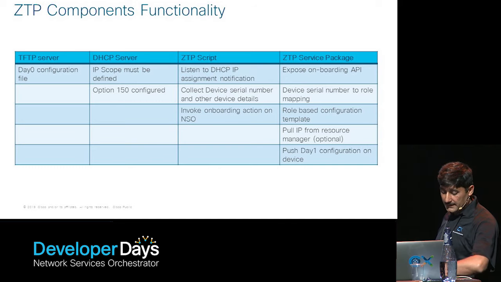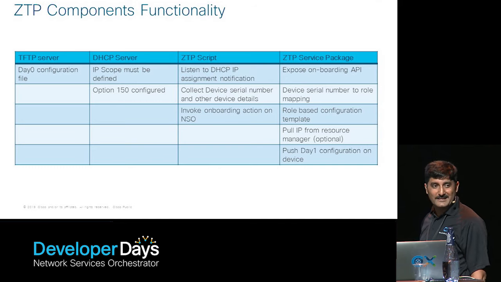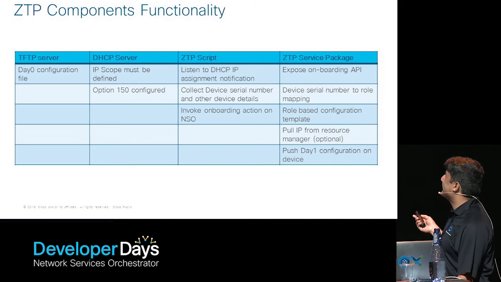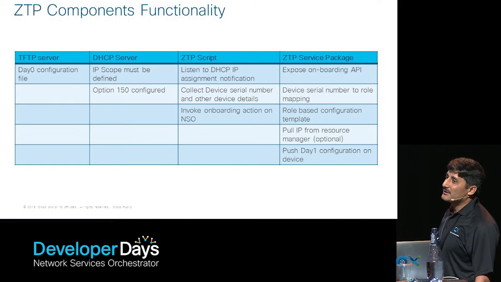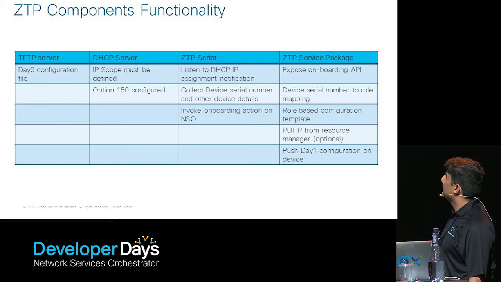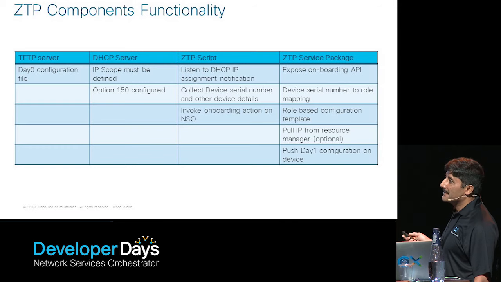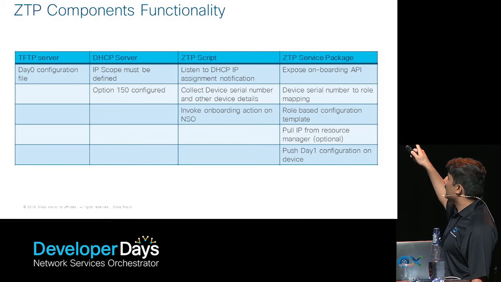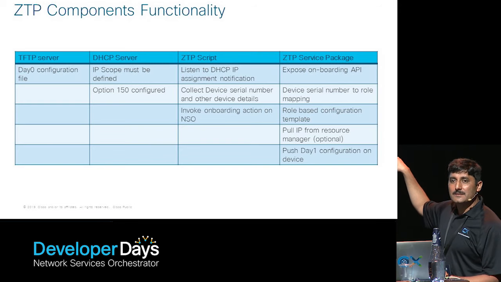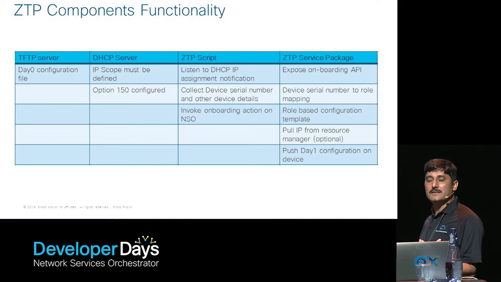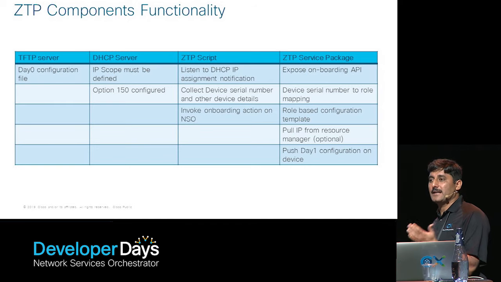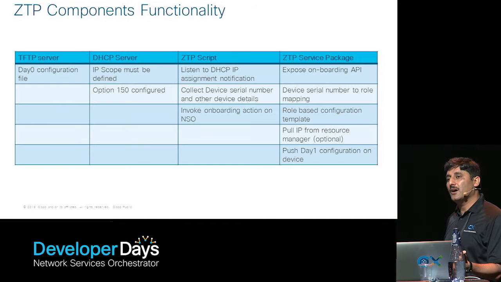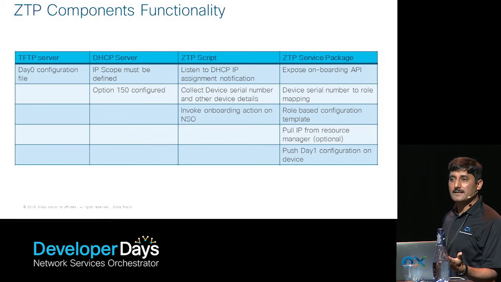I'll just quickly skim through it. There's probably not much time left. Yeah, 1 minute left. So as we understand, there is a configuration of the TFTP server, and in this case, we are using option 150, so we can pull the day zero configuration from the TFTP server. The trigger that I was talking about, in this case, is the ZTP script, which is running on the DHCP server. So once the IP is assigned to the device, we are sniffing the logs on the DHCP server, and we know the device is on.